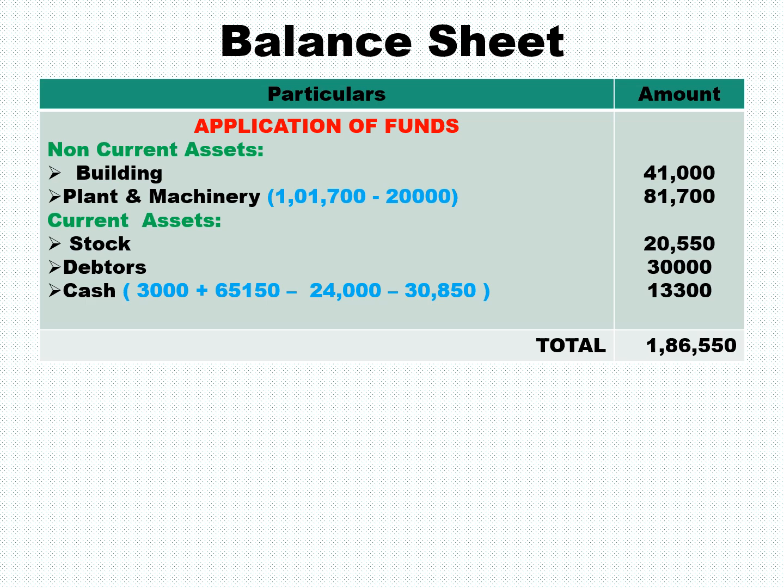Now asset side of the balance sheet, building no adjustments being made. Then we have plant and machinery 81,700, stock 20,550, no adjustments. Debtors 30,000, no adjustments. Cash, we have 3,000 rupee cash balance available in the balance sheet. Plus we received 65,150 as new capital.